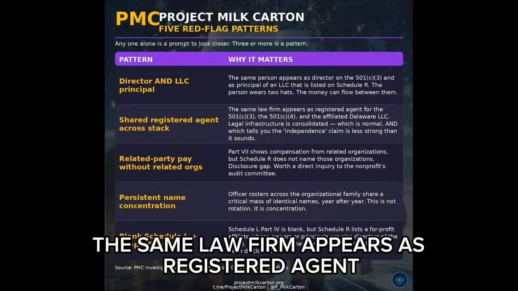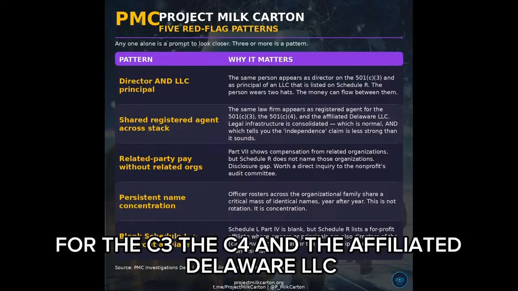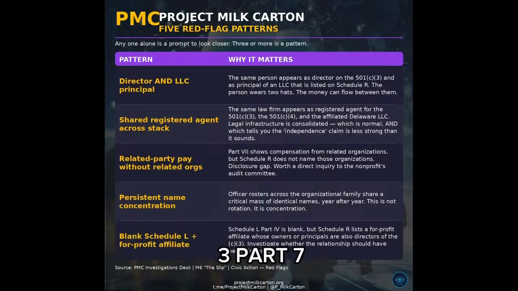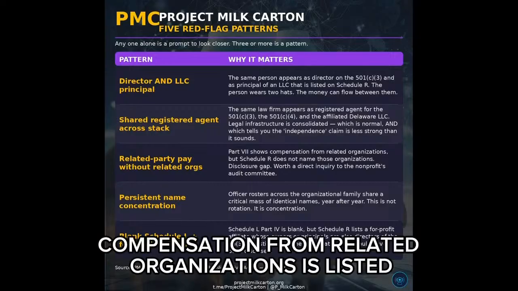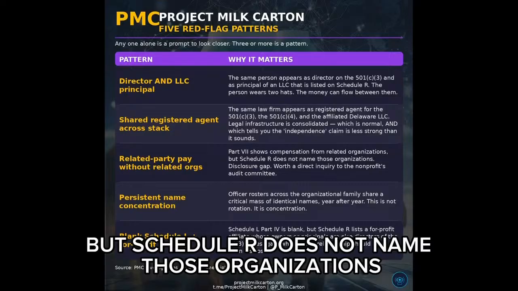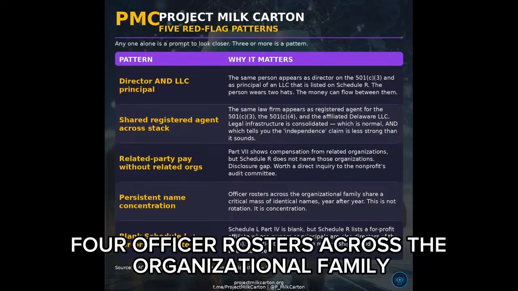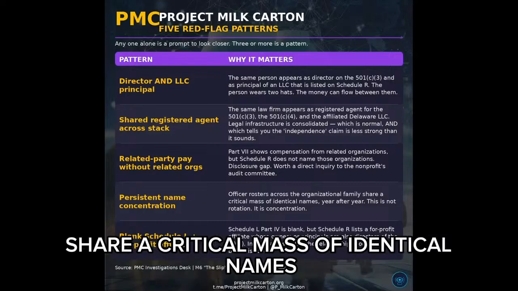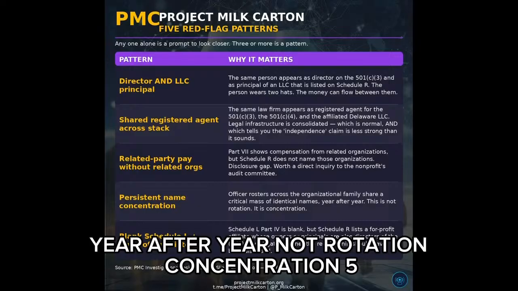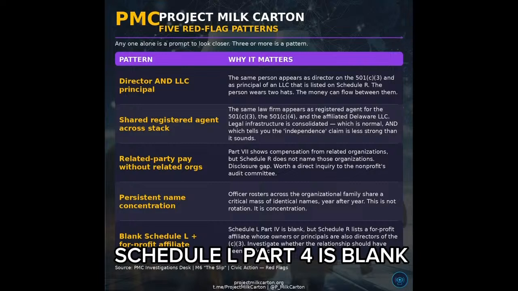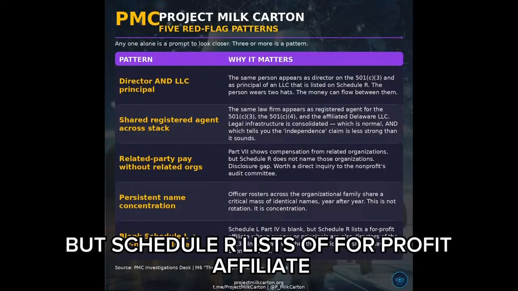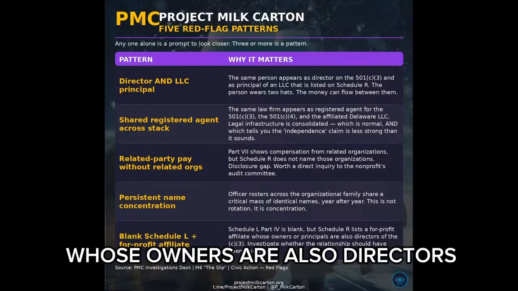The same law firm appears as registered agent for the C3, the C4, and the affiliated Delaware LLC. 3. Part 7 compensation from related organizations is listed, but Schedule R does not name those organizations. 4. Officer rosters across the organizational family share a critical mass of identical names year after year, not rotation, concentration. 5. Schedule L, Part 4 is blank, but Schedule R lists a for-profit affiliate whose owners are also directors.